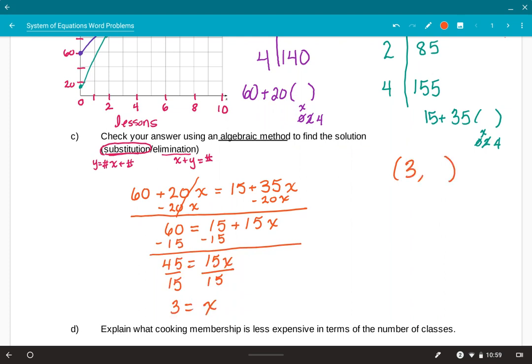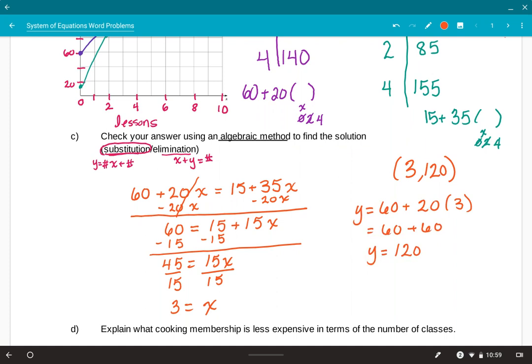And then we want to plug it back into one of our equations. And you know me, I like to try the easiest equations. I think 20s and 60s, because they're by 10s, are much easier than going by 5s, 15 and 35. So I'm going to go y equals 60 plus 20 times 3. We know 60. 20 times 3 is 60. And we do find it is the exact same. So our graph was accurate.